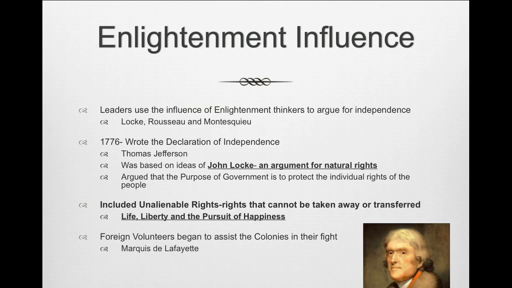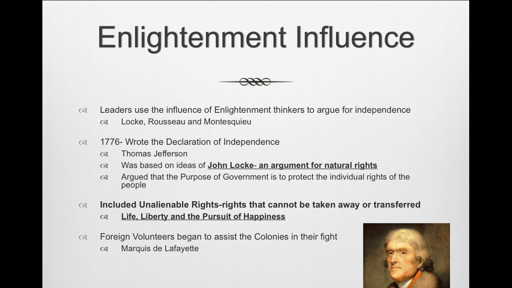So we're really going to focus on how the Enlightenment influenced this war, and how it influenced these revolutionary ideas. And really, when you look at it, a lot of the things in our Declaration of Independence and in the U.S. Constitution are ideas that have their roots in the Enlightenment.